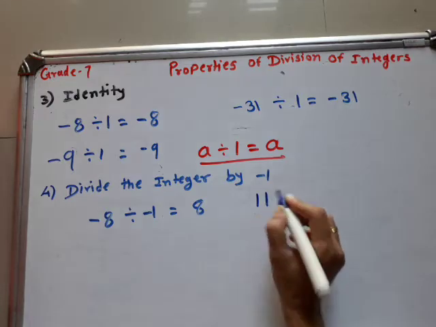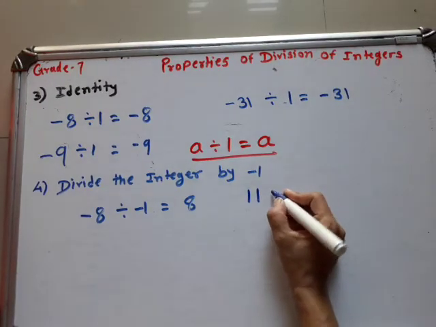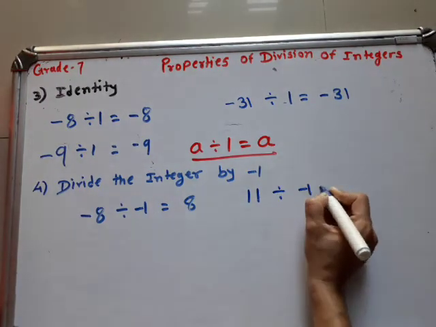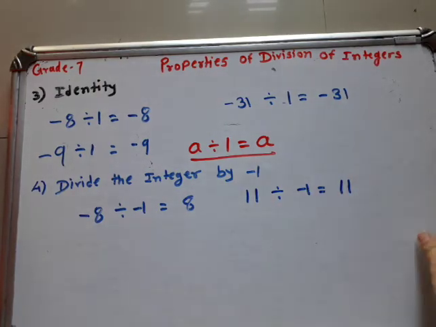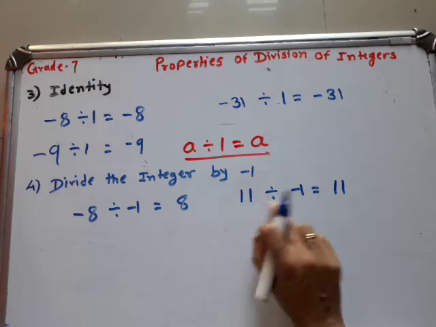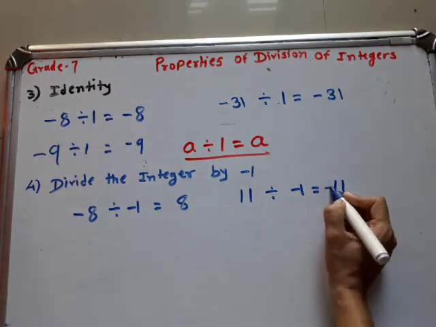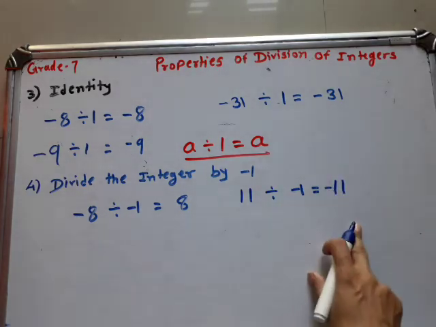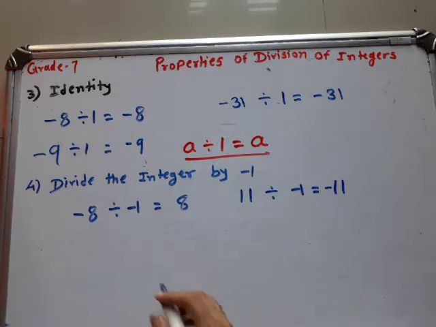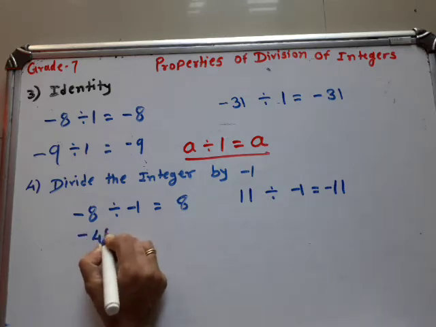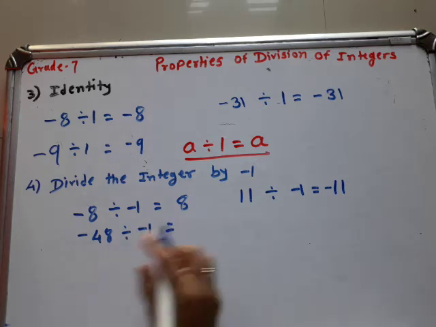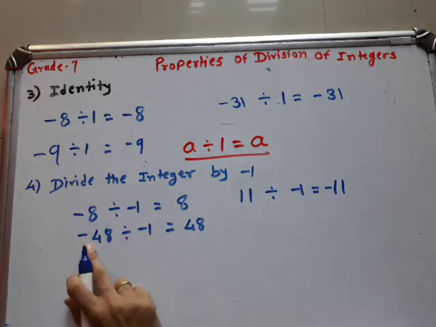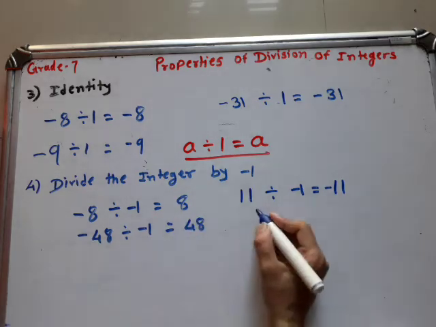Suppose we take 11. This is plus, and we divide this number by minus 1. We get 1 11s are 11, and here plus sign and here minus sign. So plus minus we get minus, means here we get the answer minus 11. Again see, suppose 48 divided by minus 1. 1 48s are 48 and the sign is minus, minus plus.